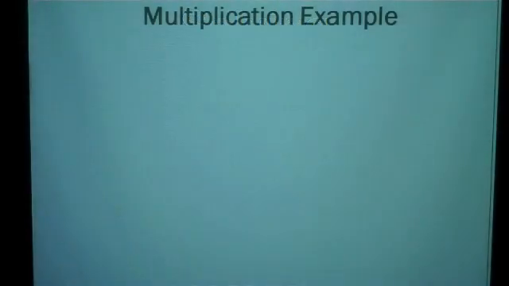This is part 2 of solving equations with whole numbers. Now we're going to do some examples with multiplication and division. For multiplication, you're going to write 6s equals 180. Notice the 6 and the s are side by side, which indicates multiplication.